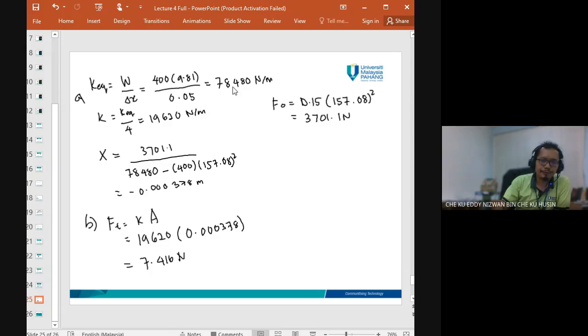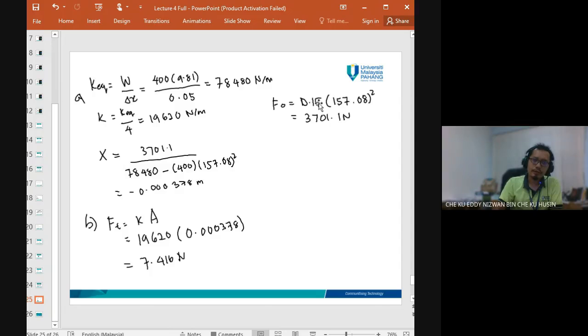Okay, and then the F naught. The question says the fan is supported by 4 springs in a parallel arrangement, so the stiffness for each spring is just divided by 4. This is the stiffness for each spring. Then for the amplitude of vibration, you have to consider the total spring, the equivalent spring, and then F naught over K minus m omega square.